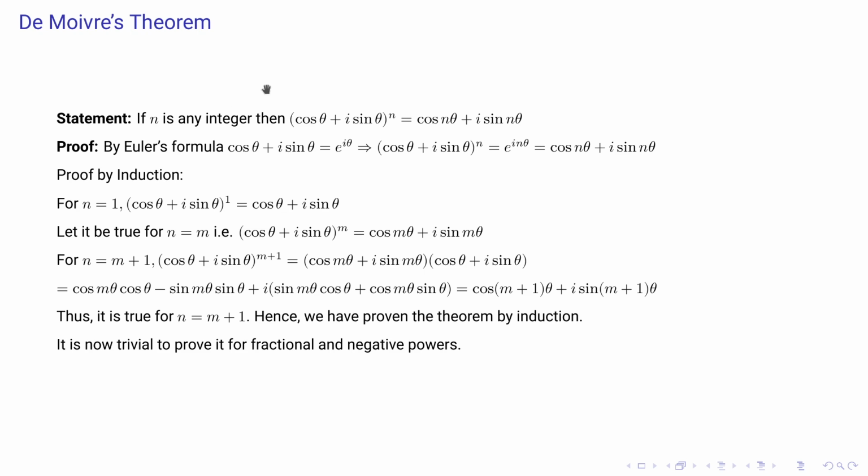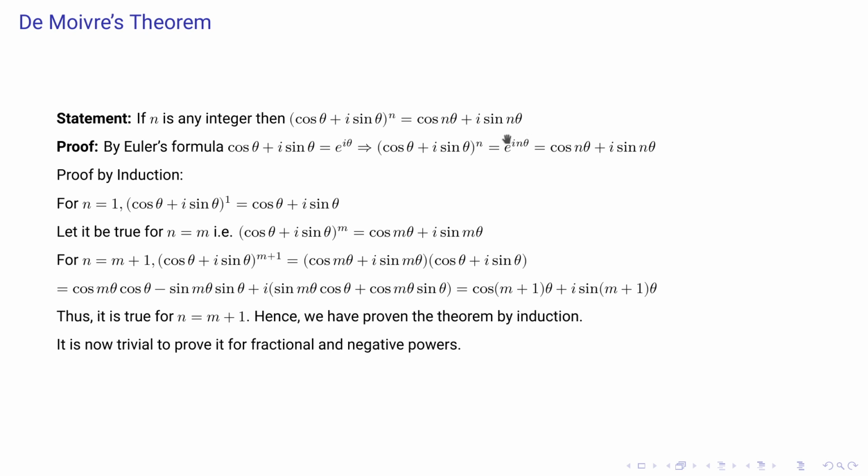The next topic is De Moivre's theorem. I don't know how exactly to pronounce this. This is a very important theorem and it will come in quite handy in many of the problems. What this theorem says is that if n is any integer, then cos theta plus i sin theta to the power n is equal to cos n theta plus i sin n theta.